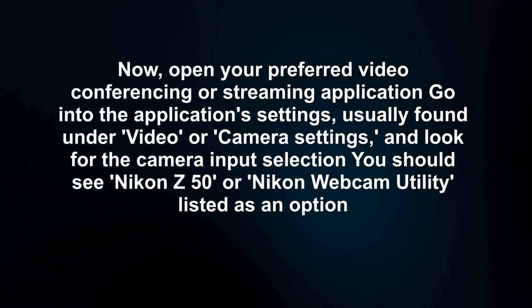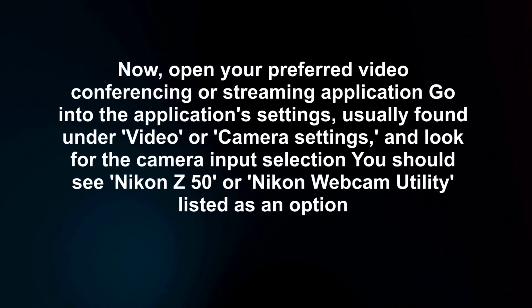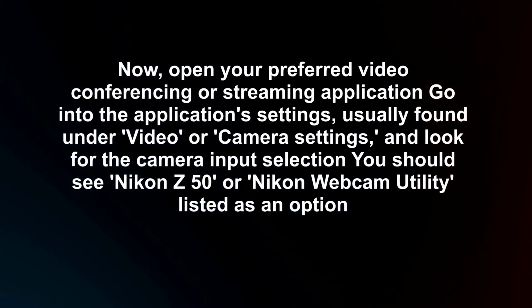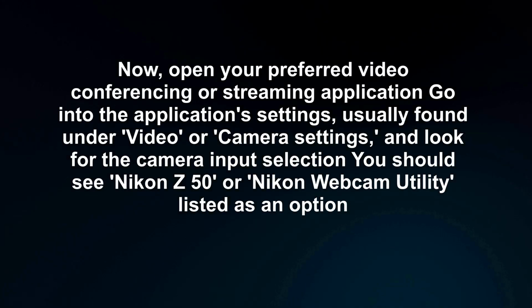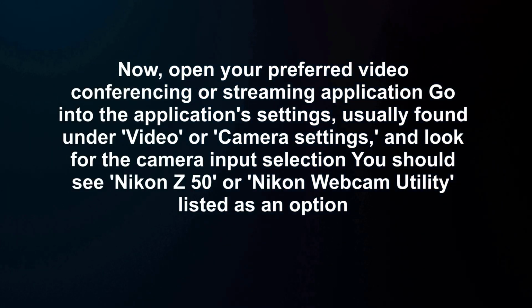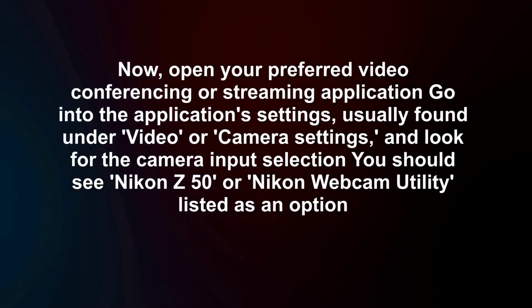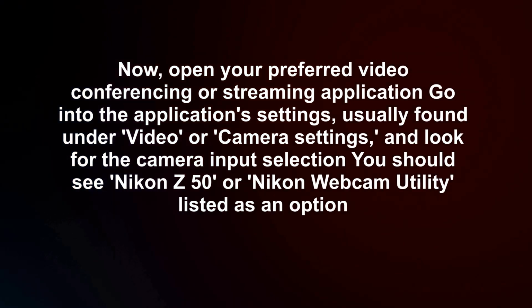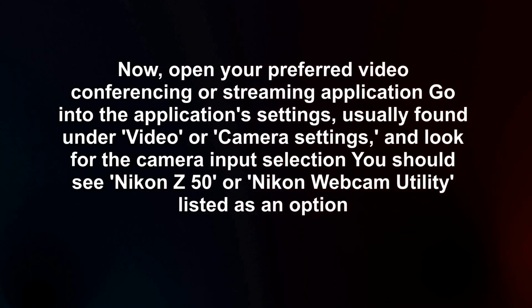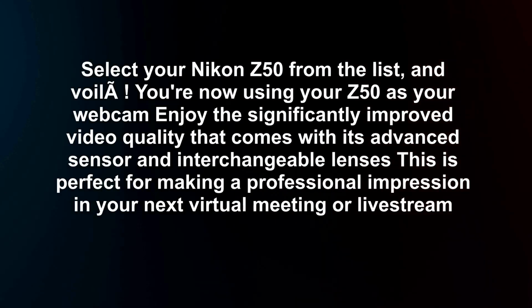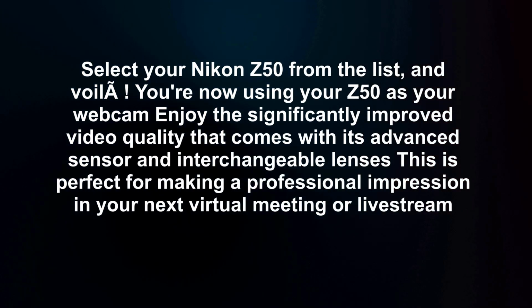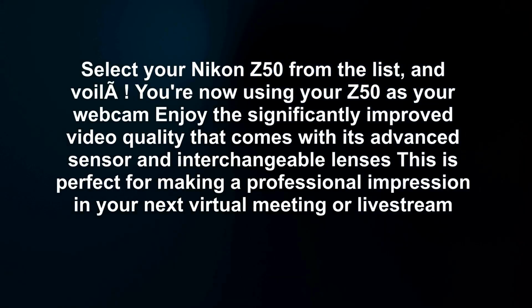Now, open your preferred video conferencing or streaming application. Go into the application settings, usually found under Video or Camera Settings, and look for the camera input selection. You should see Nikon Z50 or Nikon Webcam Utility listed as an option. Select your Nikon Z50 from the list, and voila! You're now using your Z50 as your webcam.